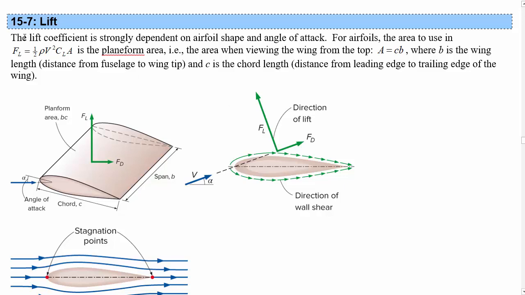15.7, lift. Lift coefficient, as with drag coefficient, gets multiplied by half rho v squared times A, except the A for the airfoils that we're going to deal with is not the frontal area, but the planform area. This is the chord length, the distance from the front to the back of a wing, multiplied by the span. That's the planform area of the top of the thing.